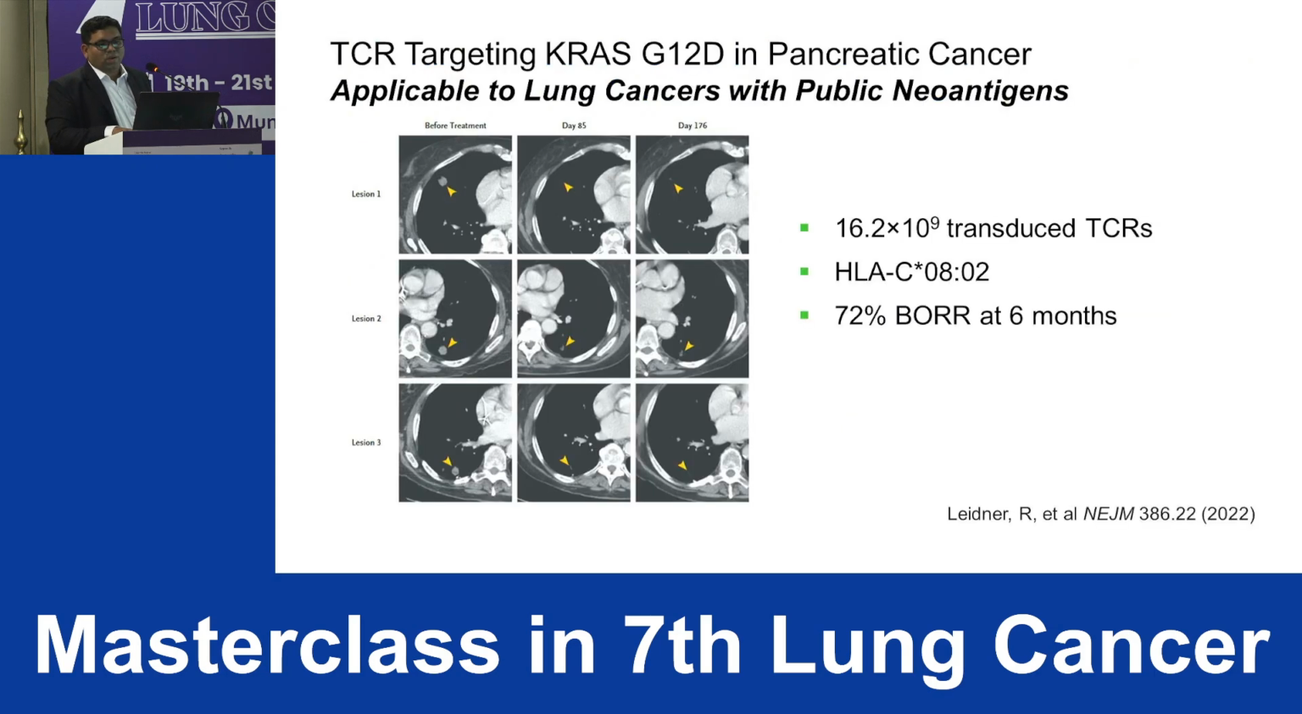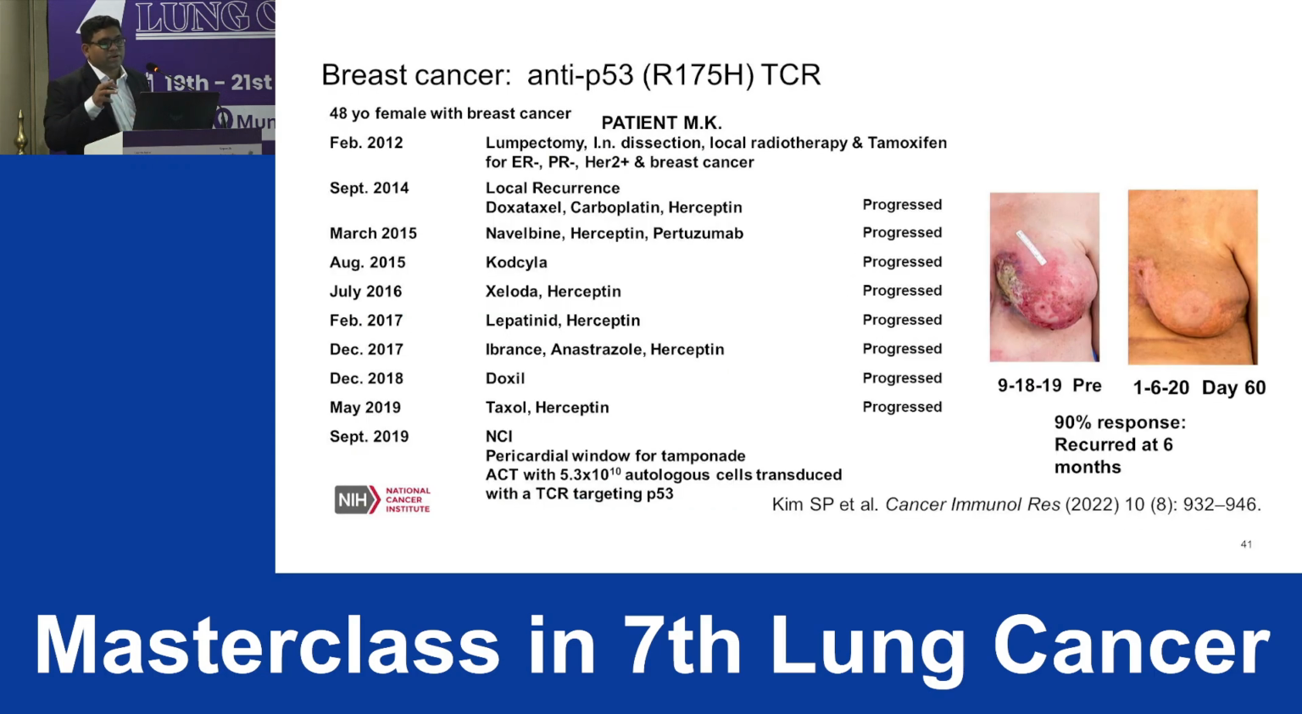Now, you can also target neoantigens. For neoantigens, you need to use TCR therapies, and this is an example of a G12D pancreatic cancer neoantigen which has been done. And we know that KRAS is found in multiple types of tumors. This is an example of an anti-P53. So you can understand that P53 is an important molecule, or rather an important mutation, and it is there in nearly every cancer which we treat.